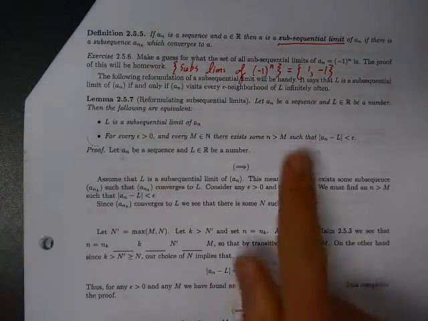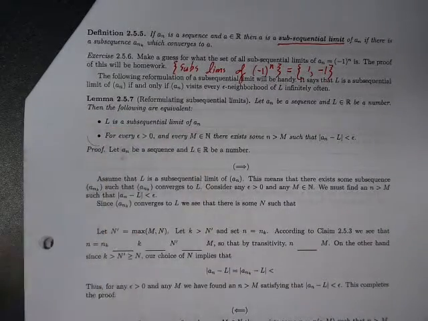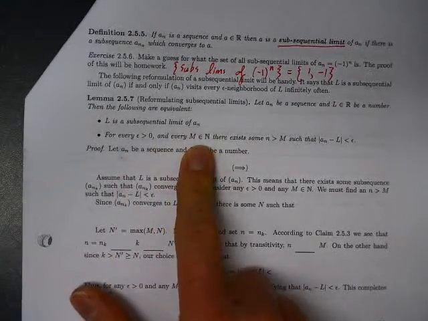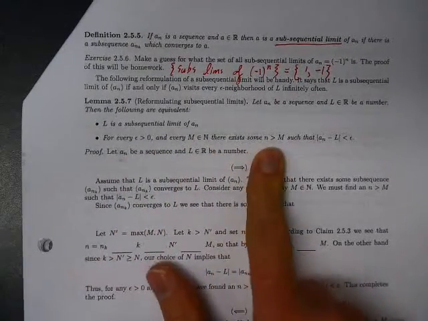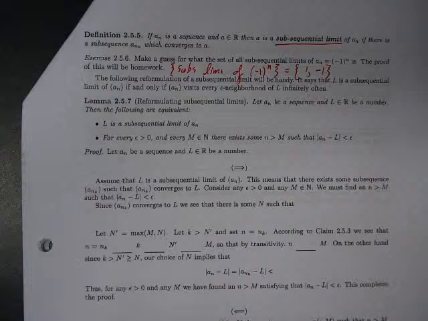So let a_n be a sequence, and L be a number. The following are equivalent. The number L is a subsequential limit of a_n, and for every epsilon bigger than 0 and every big M, there exists a little n bigger than big M which satisfies that the absolute value of a_n minus L is less than epsilon. What do you think? Does that look an awful lot like the definition of the limit?